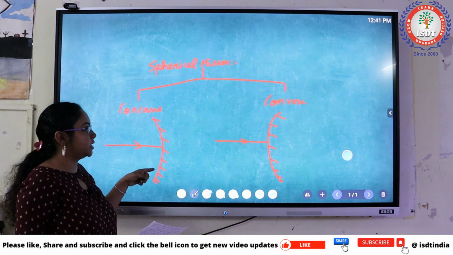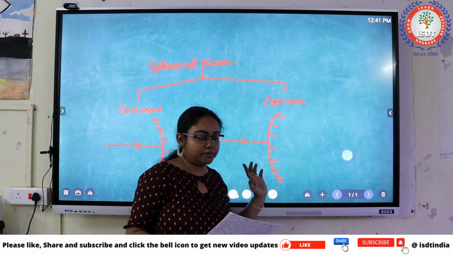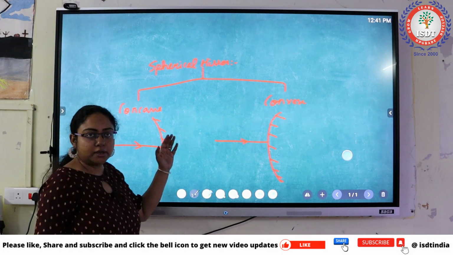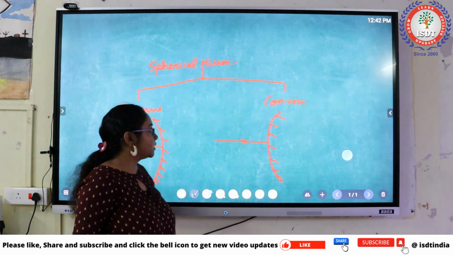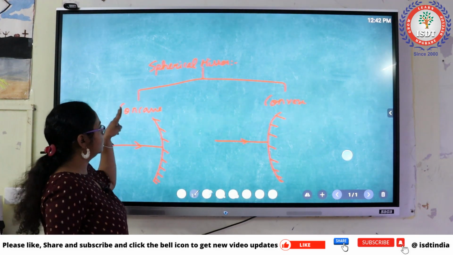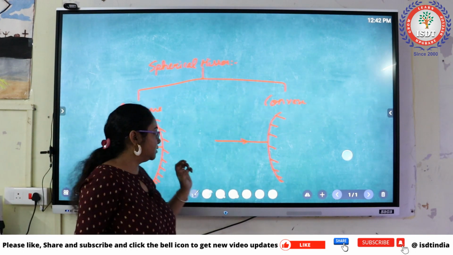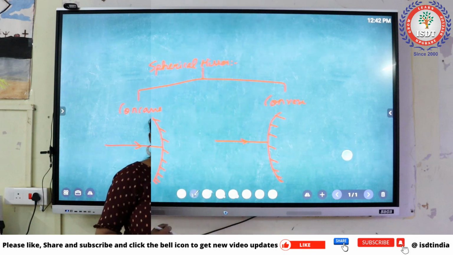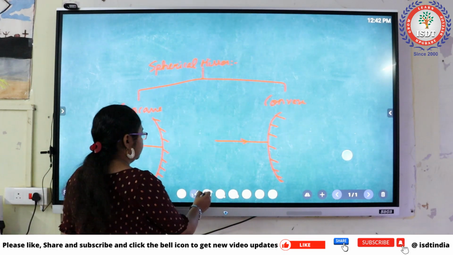This side is concave and this side is convex. And here the silver coating is there. Obviously it is a mirror, so it will have a silver coating. So a spherical mirror is of two types, concave and convex. Concave inside and convex outside. Now we'll see the next.